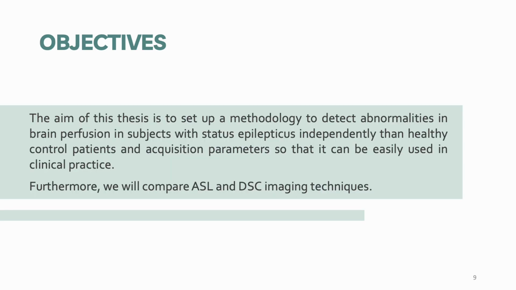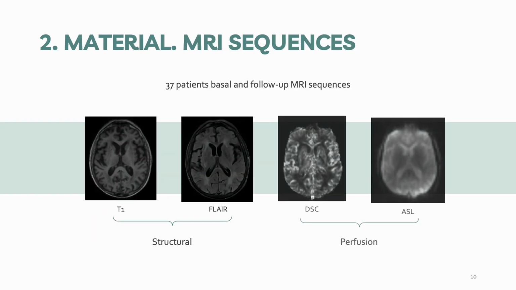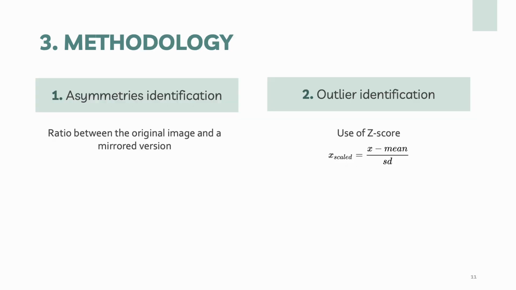So the aim of this thesis is to set up a methodology to assess abnormalities in brain perfusion measured through MRI in subjects with status epilepticus, independent of healthy control patients and acquisition parameters, so that it can be used in clinical practice. Furthermore, we will compare ASL and DSC imaging techniques. For that, we have available different MRI sequences of 37 patients of a basal and a follow-up state. We have T1 and FLAIR, and two different perfusion-weighted images that we are going to compare, DSC and ASL.